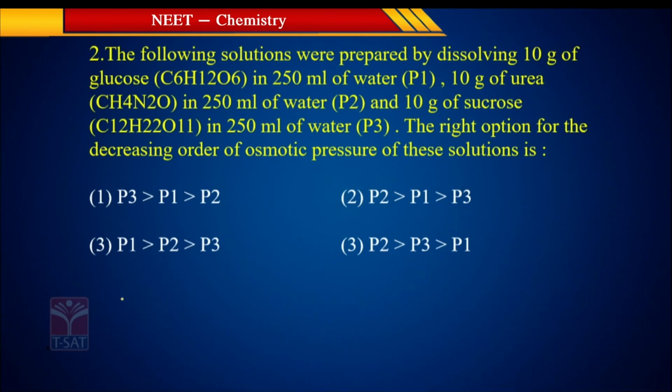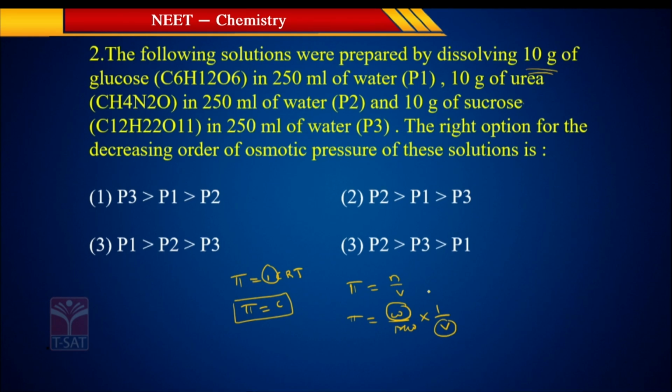You got this? One more time I am explaining this. Pi equals iCRT, i is the same. So pi equals CRT, R and T are also the same, so pi depends on C, which is n by V. Pi equals weight by molecular weight into 1 by volume. Volume is the same and weight is also the same, as given in the question. So osmotic pressure mainly depends on 1 by molecular weight. As molecular weight increases, osmotic pressure decreases.